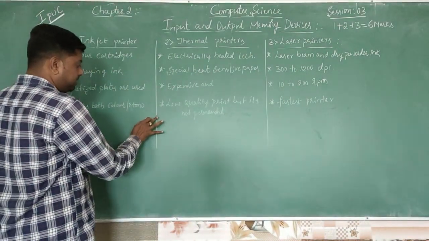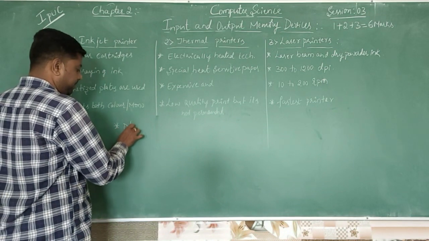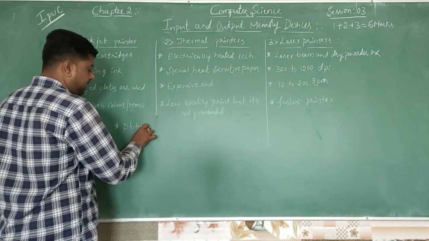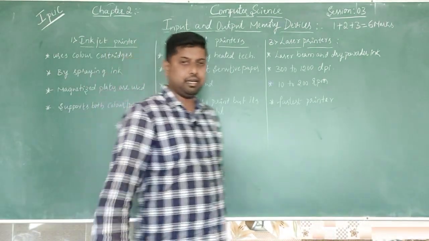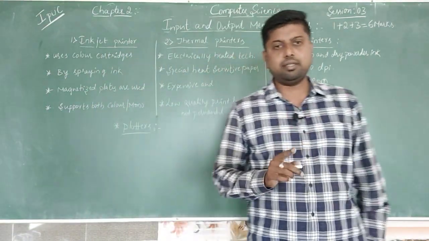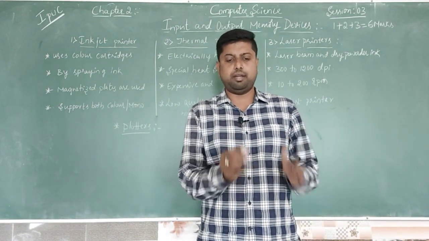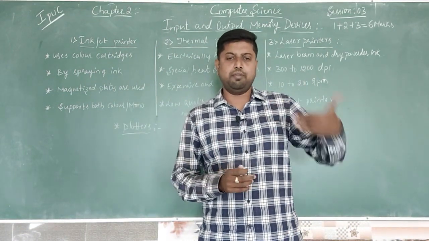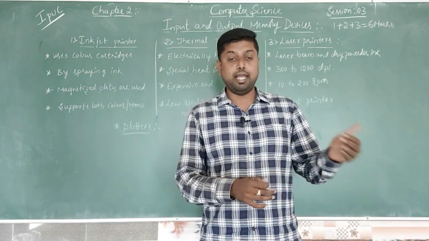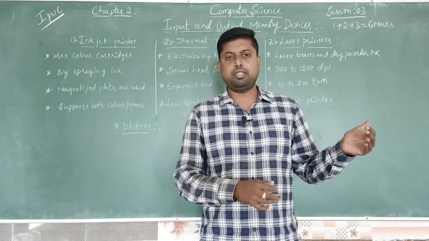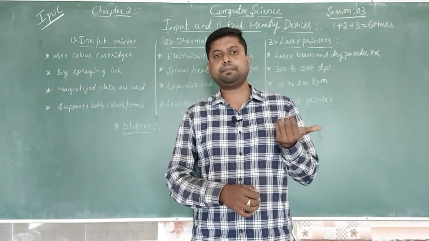After printers, we have one more word in your syllabus, that is plotters, P-L-O-T-T-E-R-S. So what are plotters and what are their characteristics? See dear students, printers are used to print documents in the form of A4 sheets or A3 sheets, the small sheets, legal sheets, these kinds of sheets. If you want to print that document, we use printers.